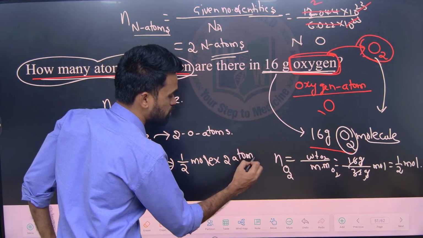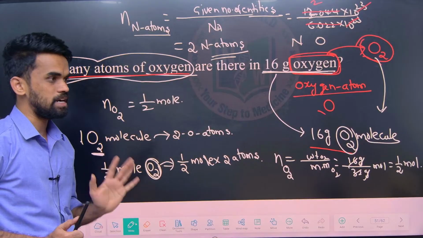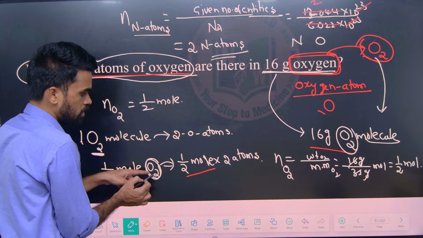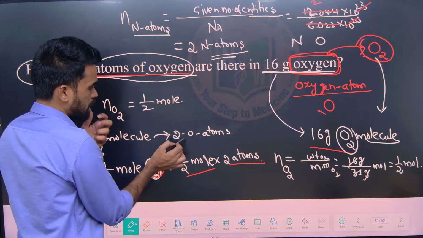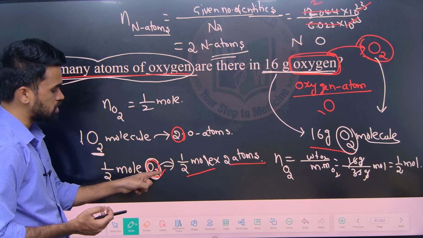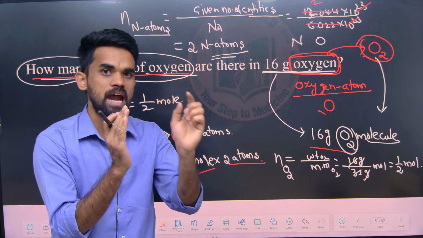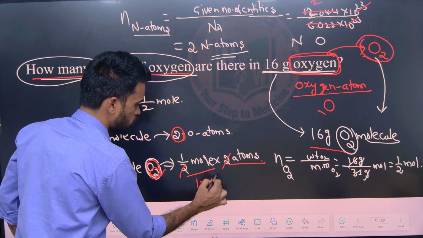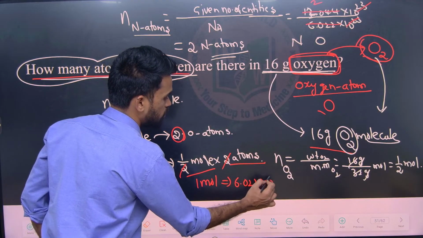This is called atomicity. I will give you one simple formula conclusion, but just take this as a standard understanding way. Half mole of oxygen molecule contains half into 2 atoms, because one molecule contains 2 atoms. This number of atoms is called atomicity. What is the atomicity of oxygen here? 2. So first find the number of moles, multiply that with its atomicity. The 2 gets cancelled, finally we got 1 mole. So 1 mole is nothing but Avogadro number, 6.022 into 10 power 23.